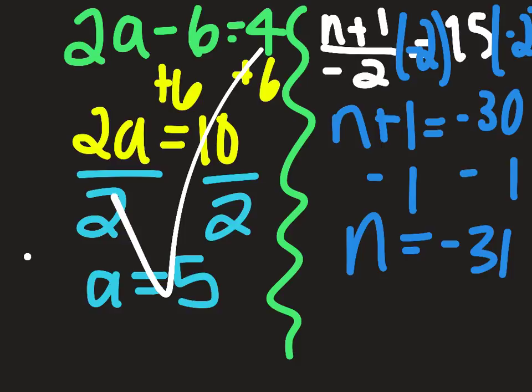Plug it back in. Negative 31 plus 1 is negative 30. Negative 30 divided by negative 2 equals 15, because a negative divided by a negative is positive. So this checks out too. Yay.